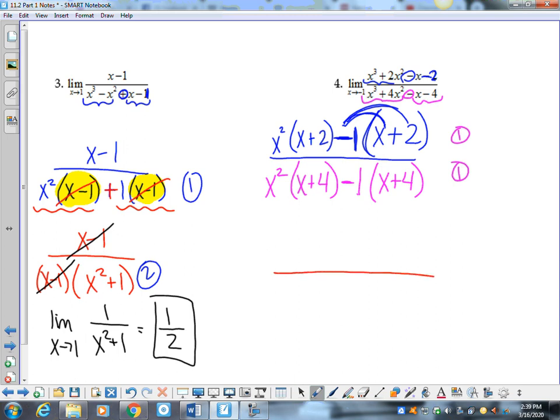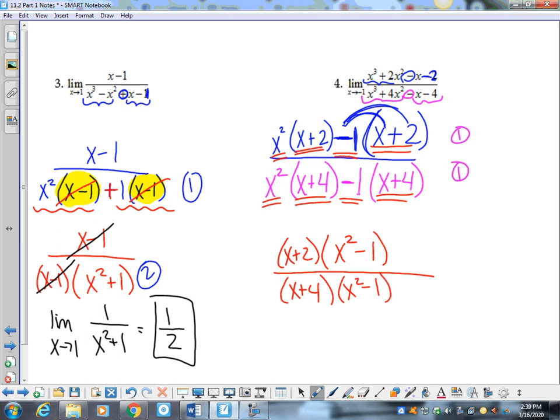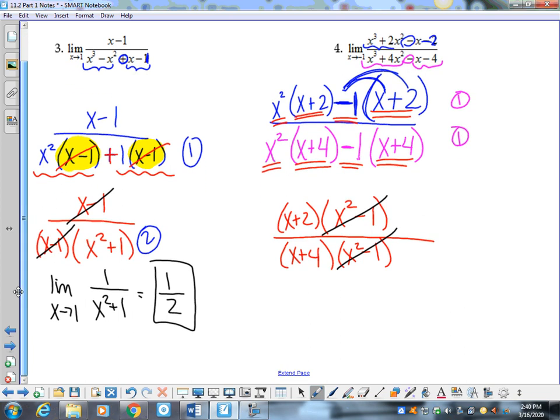All right, now for the top, for the blue, I can see that they both have an x plus 2. So I'm going to pull the x plus 2 out front, and that's going to leave me with an x squared minus 1. And for the bottom, I can see that they both have an x plus 4, so I'm going to pull it out, and that's going to give me an x squared minus 1. And then as you guys can see, the x squared minus 1s will cancel. So what I'm left with has a numerator and a denominator.